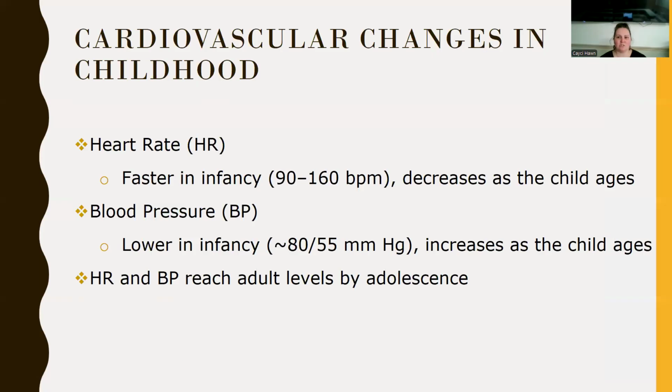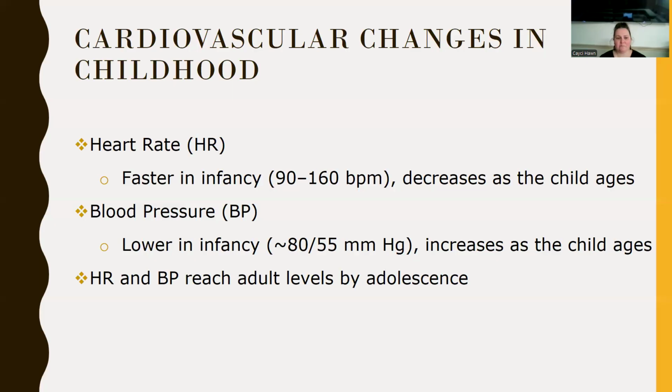So, what cardiovascular changes occur in childhood? Well, we know that in utero, the fetal heart rate ranges from 110 to 160 beats per minute as a heart rate baseline. So it's safe to say that our infant's heart rate is going to remain faster. Your book talks about 90 to 160 beats per minute in this chapter. And then as the child ages, that heart rate decreases.